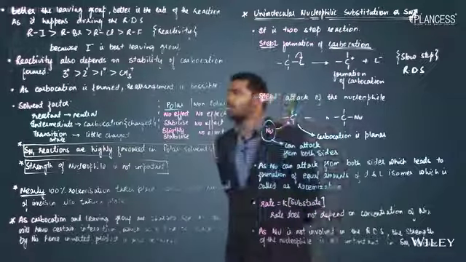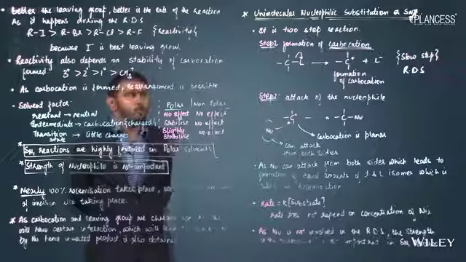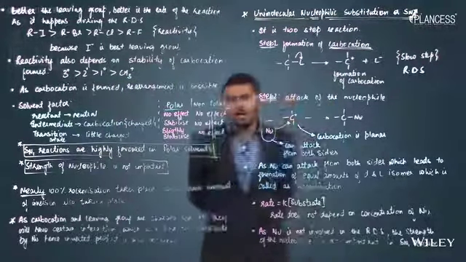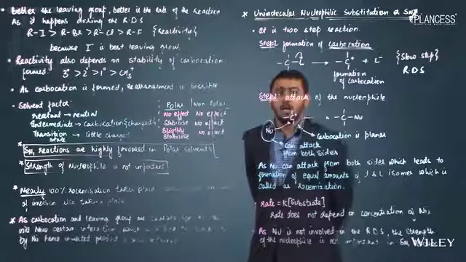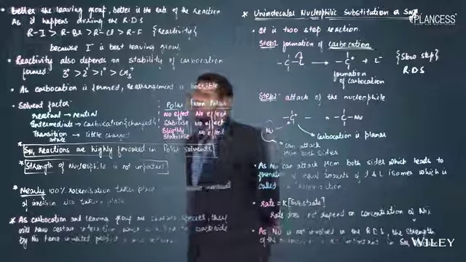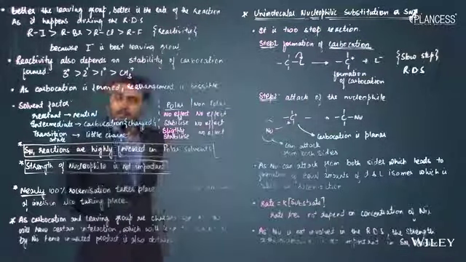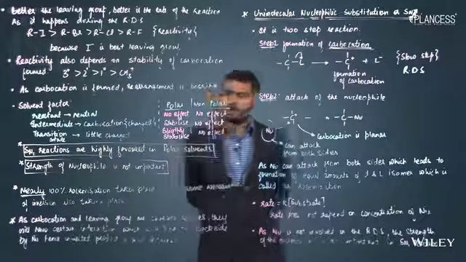Then we talked about the reactivity. Better the leaving group, better is the reaction. Why? Because the leaving group is the rate determining step again. Similarly, formation of carbocation is taking place, so stability of carbocation will also play a factor. The more stable the carbocation, the more will be the rate of the reaction. Then we know that carbocation is formed, so rearrangement is quite possible.